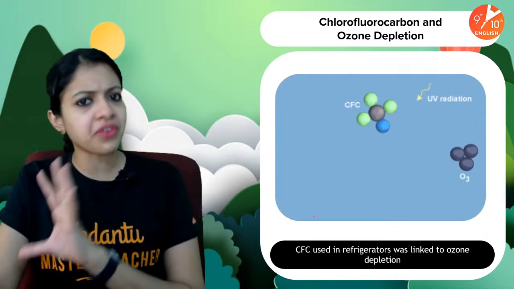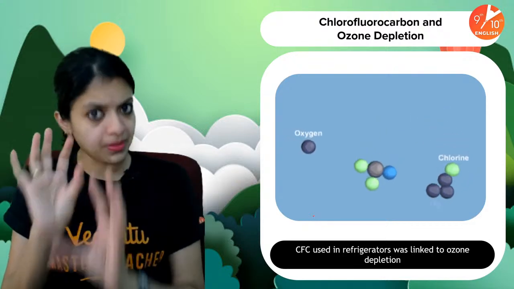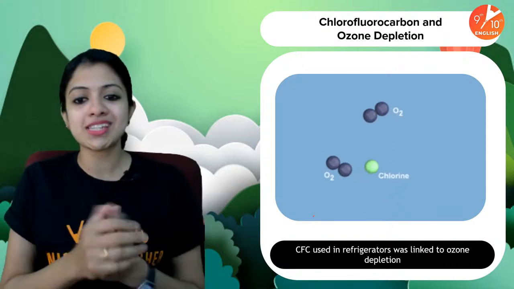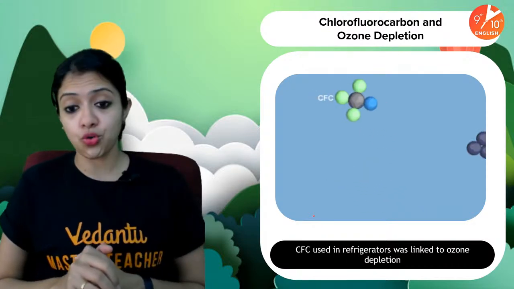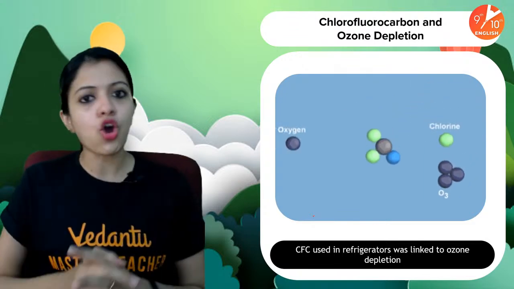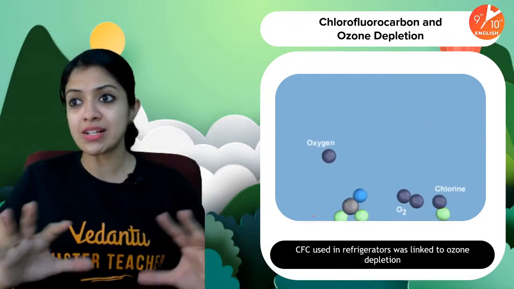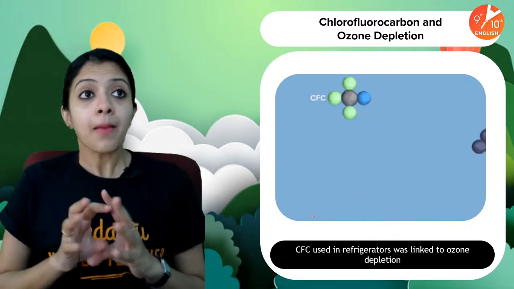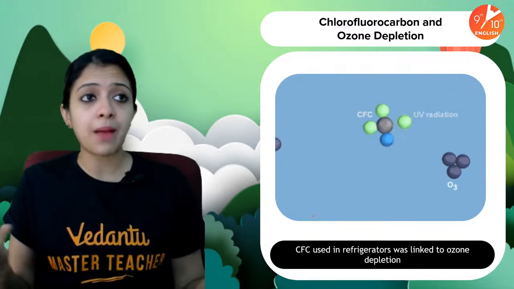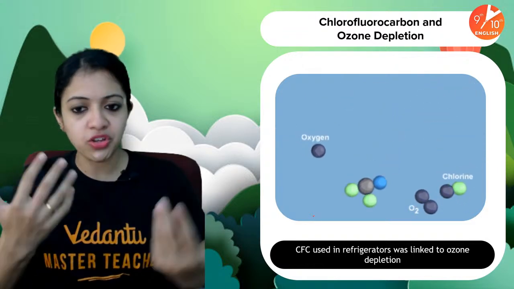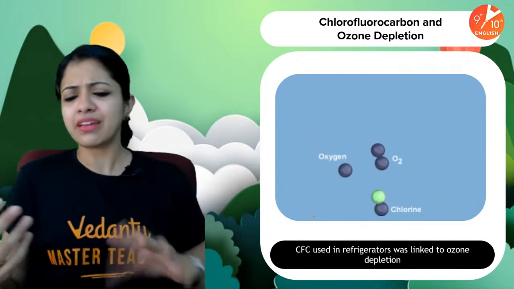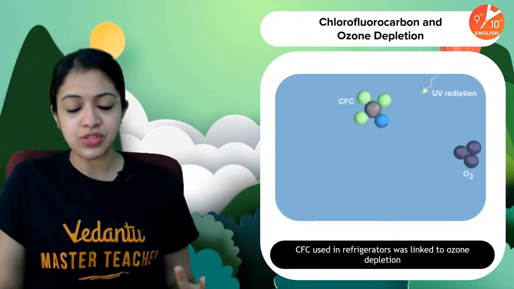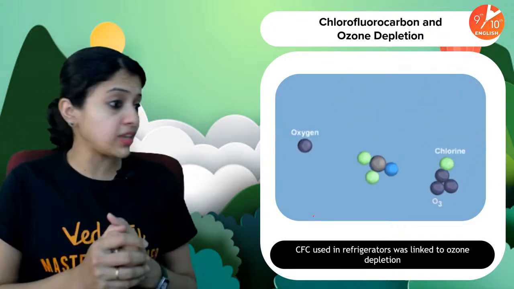So CFC used in refrigerators was initially the first chemical compound to have been linked to ozone depletion, not just in refrigerators, in air conditioners also. CFCs used to be commonly used. These days they have certain protocols, but I'm not sure how much of it is taken into consideration, because they say these days the gadgets which come are all CFC free, refrigerators and air conditioners and all of that. But definitely I'm sure there is still a lot more than just CFCs which adds to thinning of the ozone layer.